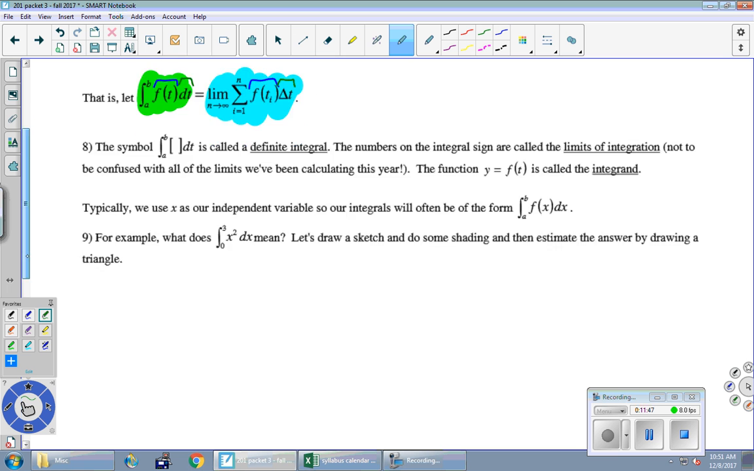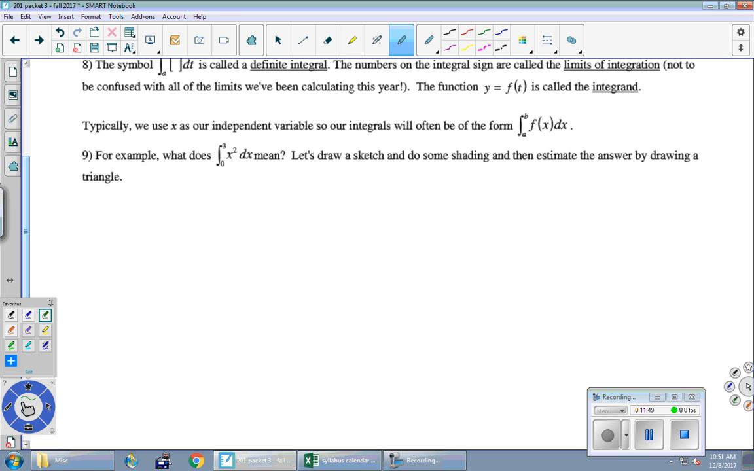Okay, for example, what does this symbol right here mean? Let's see if we can come up with a sketch to identify what it means, and then we'll approximate it by hand. Okay, so this is the integral from 0 to 3. I'm reading this for the first time. Some of you have seen it before in a previous calc class, but if this is your first time, here's how we read it. This is the integral from 0 to 3 of x squared dx. It's not the integral times, it's the integral of, just like sine of, cosine of. Okay, so what does it mean?